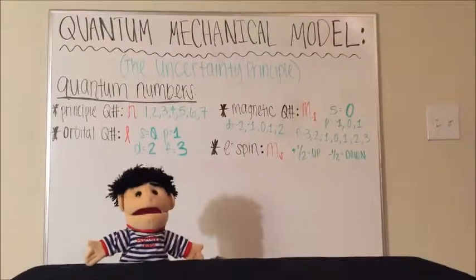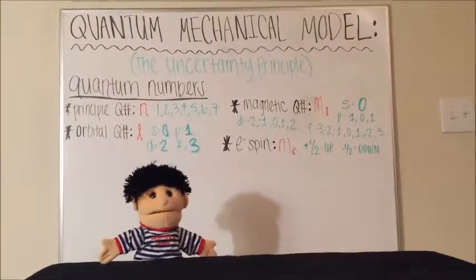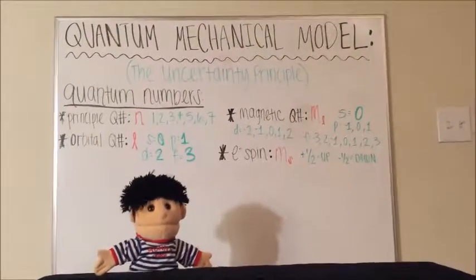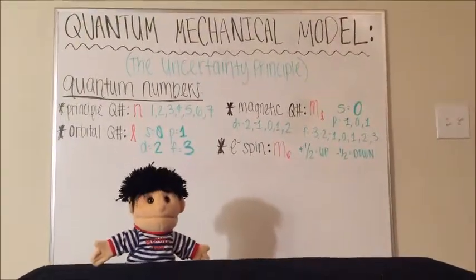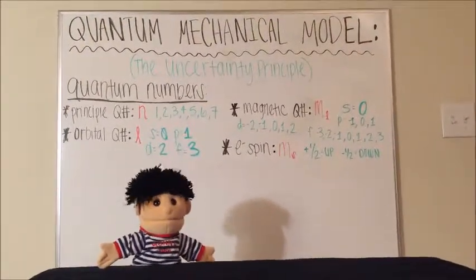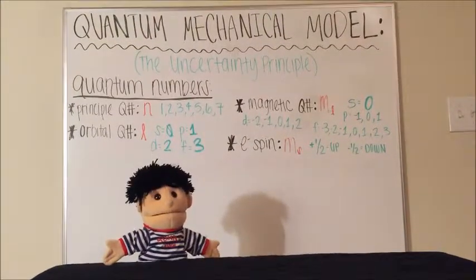Next is the quantum mechanical model. It states that it is impossible to know the exact position and speed of an electron at the same time. This is also called the uncertainty principle. There are several quantum numbers used to describe the electron and its orbitals.